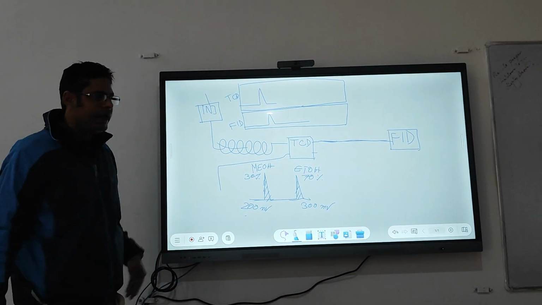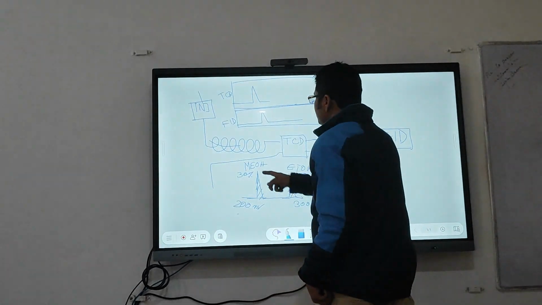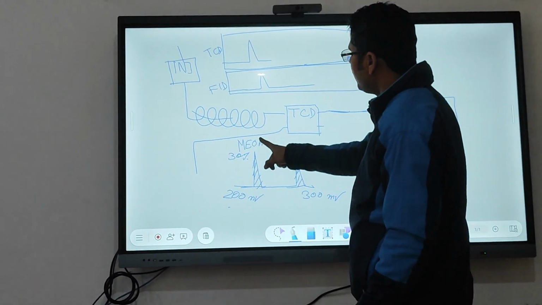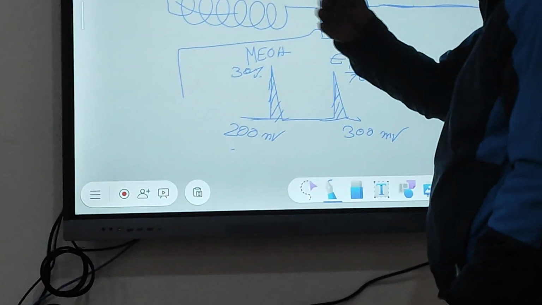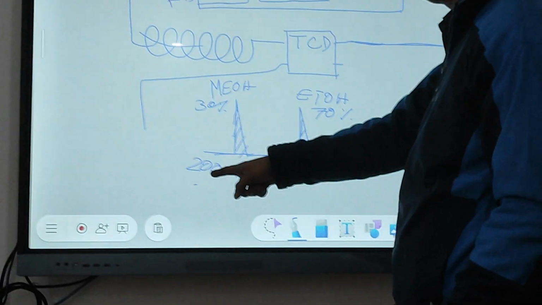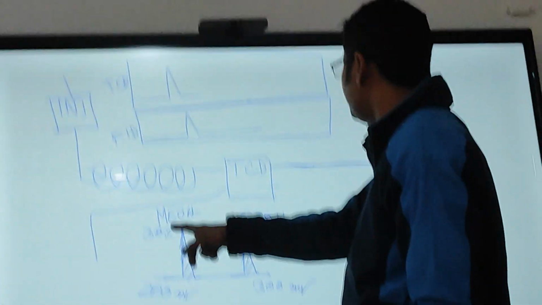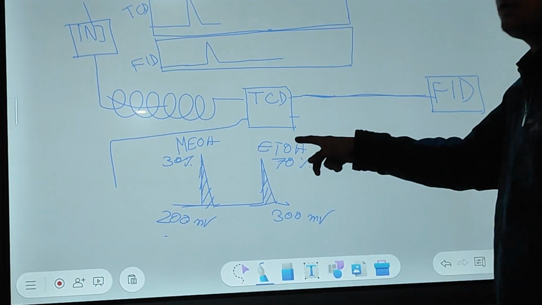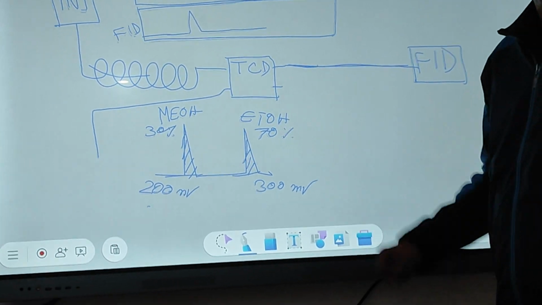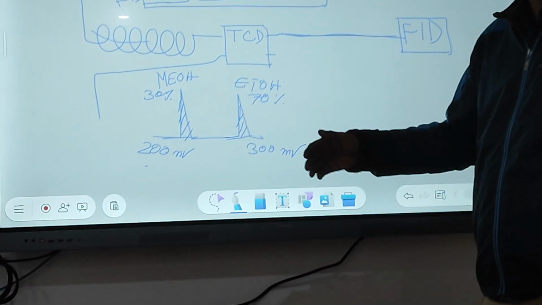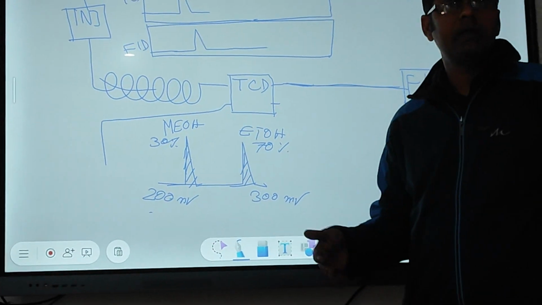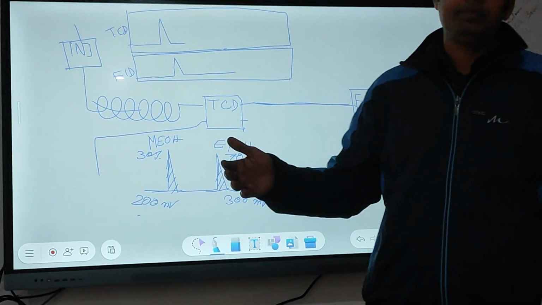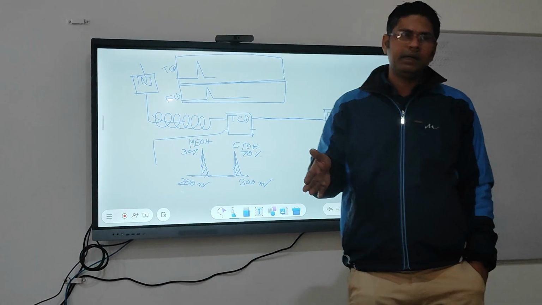So write down the area, because you are injecting 30% of methanol. If you inject that same mixture again, you will again get 200 millivolt area for MeOH and 300 millivolt area for EtOH. So it is repeatable. Any scientific instrument result should be repeatable if you are injecting the same components, right?